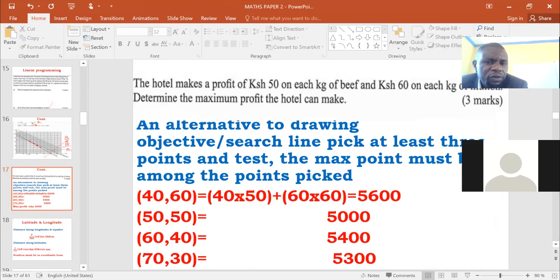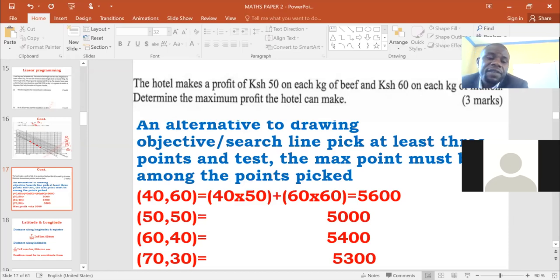Now, once you pick those points, you'll be told that there is a profit of 50 shillings on each kilogram of beef, which was on the x-axis, and 60 shillings profit on a kilogram of mutton, which was on the y-axis. So if I picked my first point, which is (40, 60), then you multiply 40 by 50, which is the profit for beef, and 60 by 60 is the profit for mutton, and you get a value which is 5,600. Then you also do it for the next point, which was (50, 50), and you get a profit of 5,000. For (60, 40), which is the third point, you get 5,400. And for (70, 30), you get a profit of 5,300.